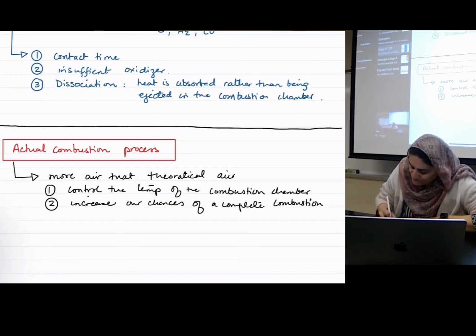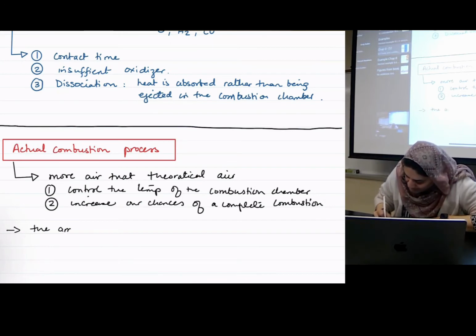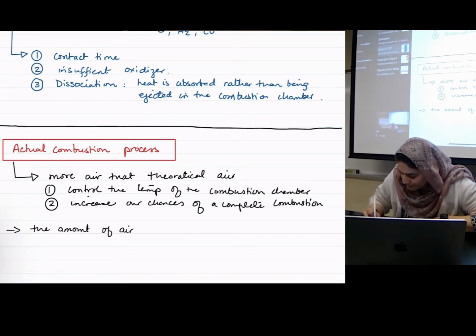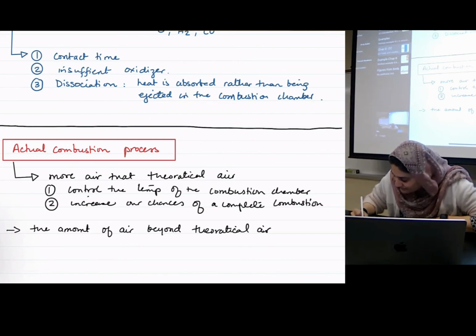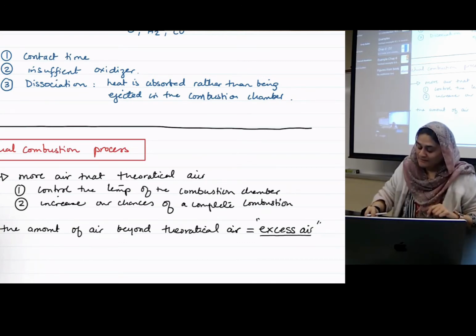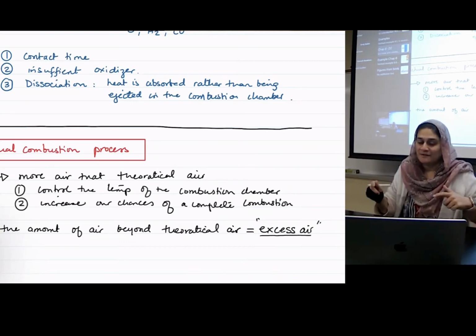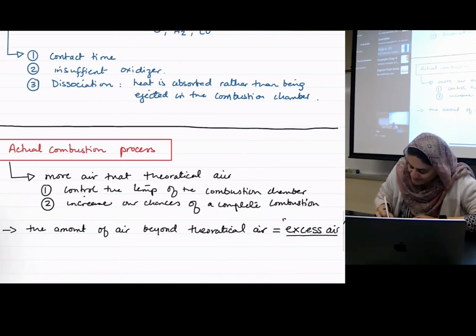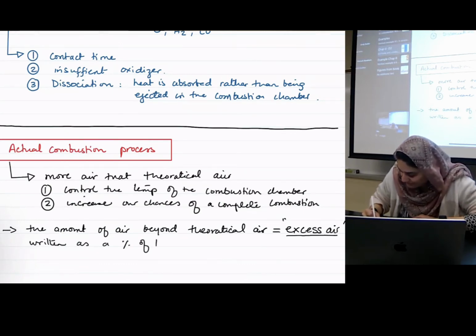Now, the amount of air beyond theoretical air is called excess air, and it's usually done as a percent of theoretical air. So written as a percent of theoretical air.